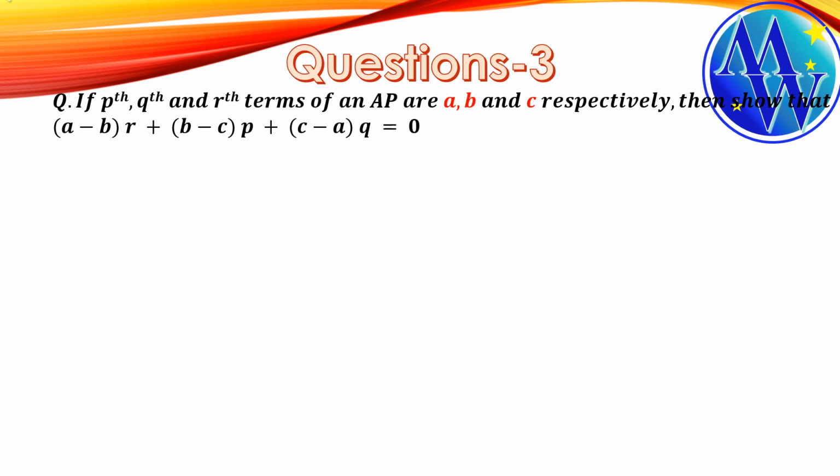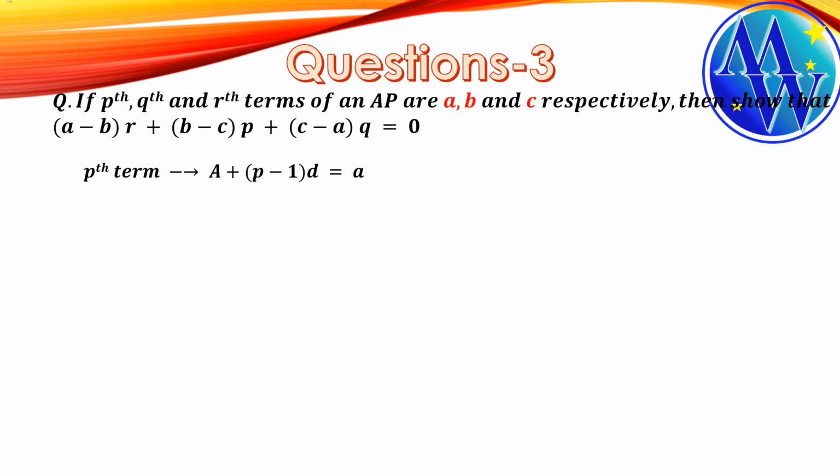So we can write the equations for these terms. We know the nth term is an equals a plus (n minus 1) into d. Here the value of the pth term is given as small letter a, right? So to avoid confusion, in this answer I am going to use capital A for the first term. So we can write the equation for the pth term as capital A plus (p minus 1) into d, which equals a, right?